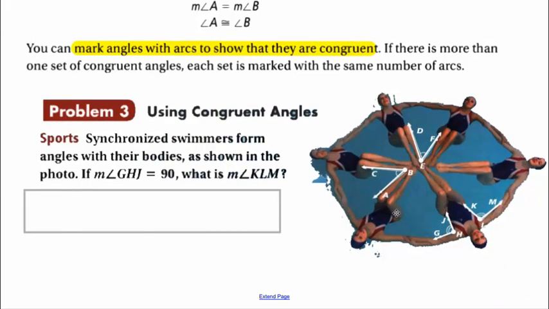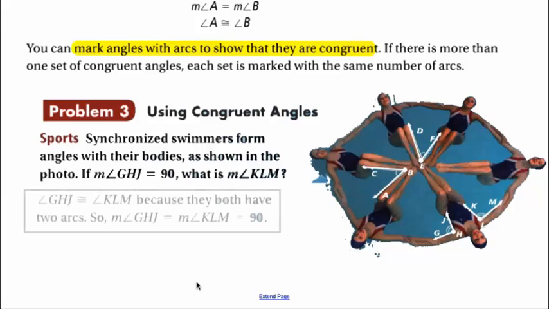In problem 3, it says that the measure of angle GHJ is 90 degrees right here, and they want to know the measure of angle KLM. Well, by looking at the markings, we can see that these two angles are congruent to each other, since these both have two arcs, so the measure of angle KLM must be 90.